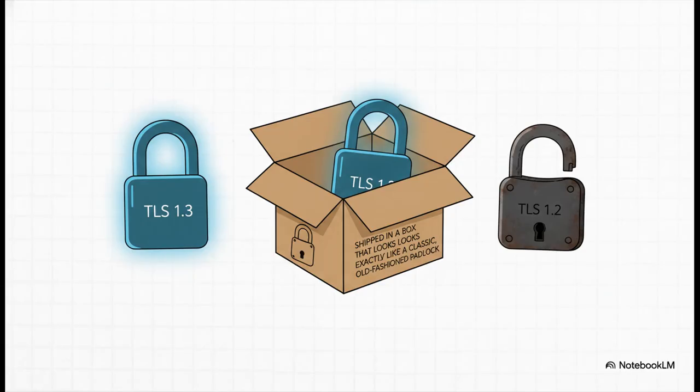All right, let's start with a little analogy here. Picture TLS 1.3 as this futuristic, unpickable, high-tech lock. But here's the problem. It has to travel through the internet, which is basically a delivery system full of old, sometimes clunky equipment. And this old gear only recognizes classic, old-fashioned padlocks. So, to make sure it doesn't get thrown out, our futuristic lock gets put inside a box that looks exactly like an old one. This disguise, that's the absolute key to understanding everything that follows.